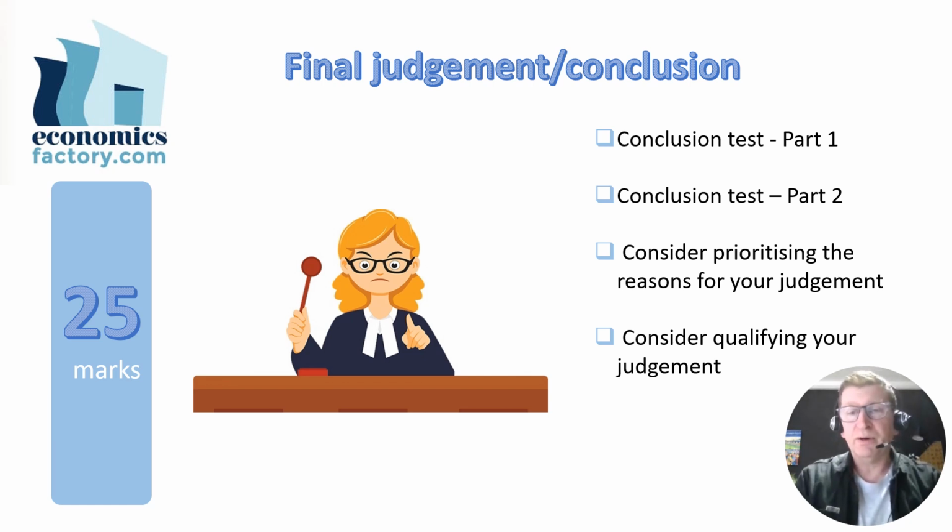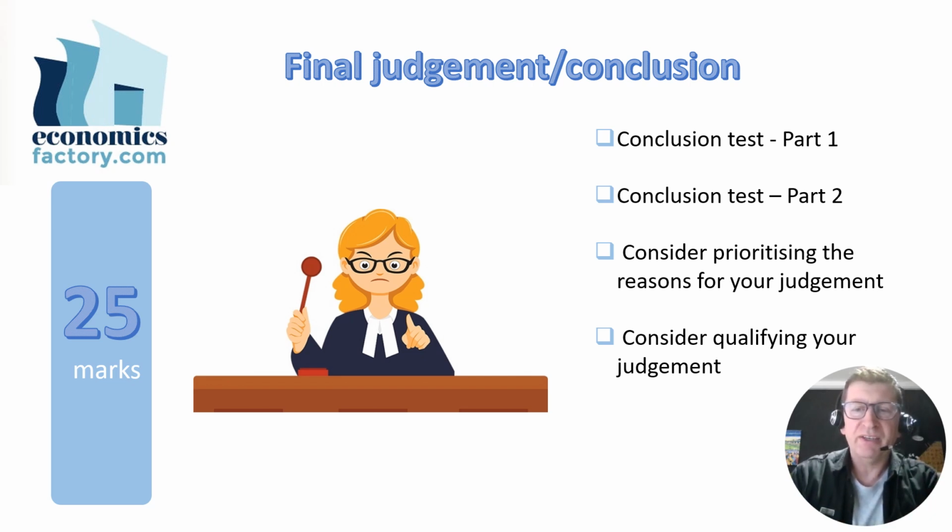So my conclusion test, part 1, says that if the examiner reads only your conclusion, they should know what the question was. Okay, easiest way to do this is to state your judgment in the first line of your conclusion and reflect back the wording of the question to the examiner. So something along the lines of, in final judgment, the evidence suggests that the best policy to reduce obesity is... Okay, so instantly the examiner can see that you are evaluating what's the best policy to reduce obesity. If the examiner can't tell what the question was just by reading your conclusion, chances are that you haven't actually quite answered the question.